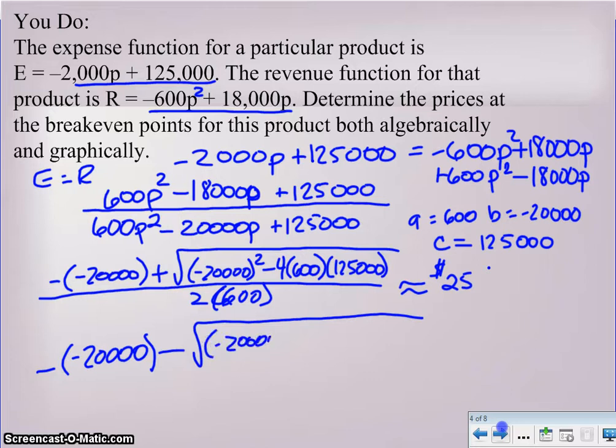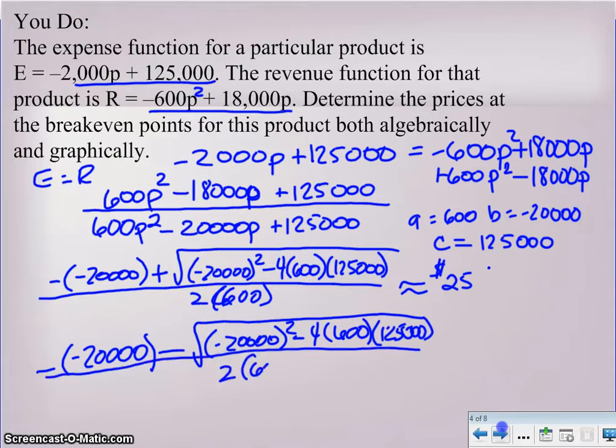So I've got negative 20,000 squared minus 4 times 600 times 125,000 all over 2 times the 600. When I work that out, I get approximately $8.33.